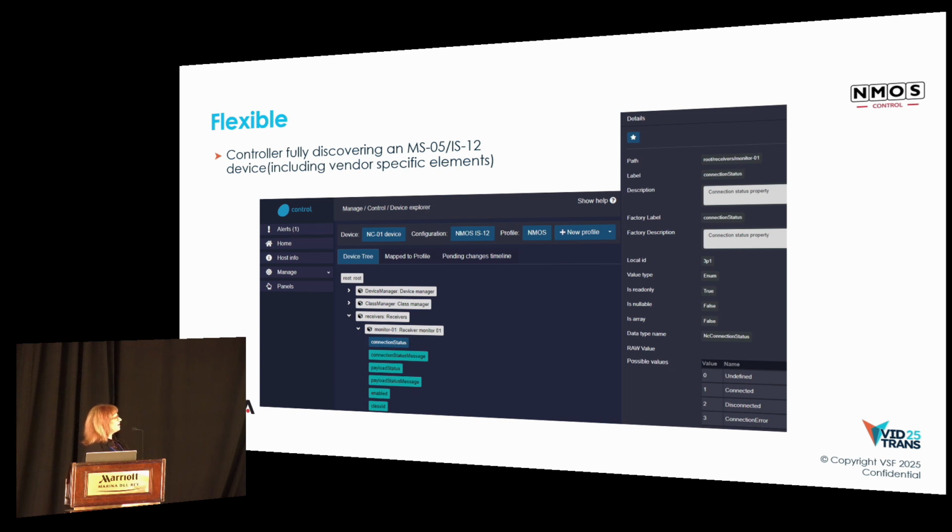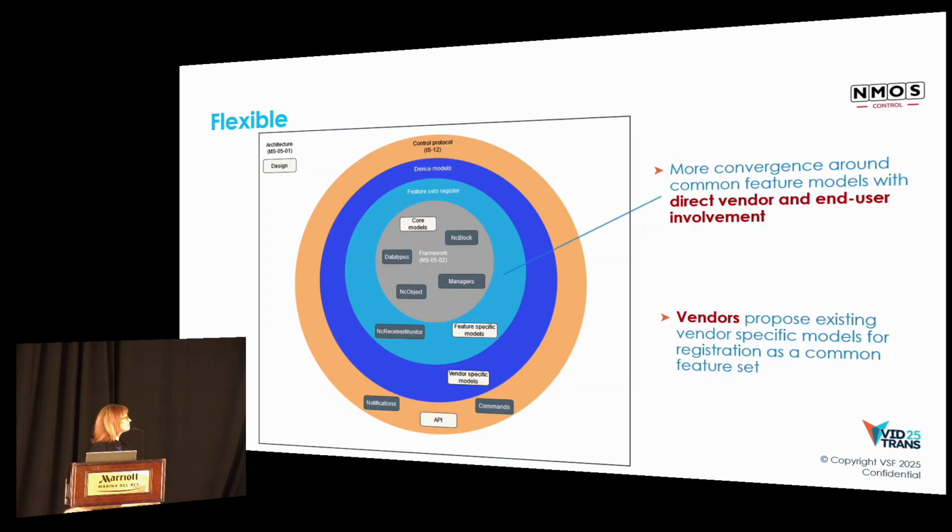So, what does this give us then? This slide shows an existing controller implementation discovering an MS-05 IS-12 capable device, including its vendor-specific elements, without any prior knowledge about the specific device in question. So what's the bottom line? Well, this establishes a solid contract of expectations between nodes and controllers with regards to model interactions. Next slide, please.